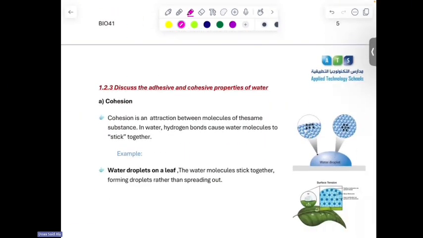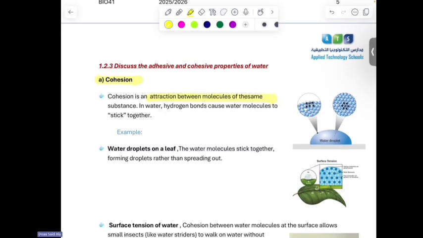Because of this hydrogen bond, the water has many properties. Cohesion is an attraction force between the water molecules. The formation of the water droplet on the leaf is caused by cohesion, but not only that, also when the rain falls to the ground, or the precipitation.